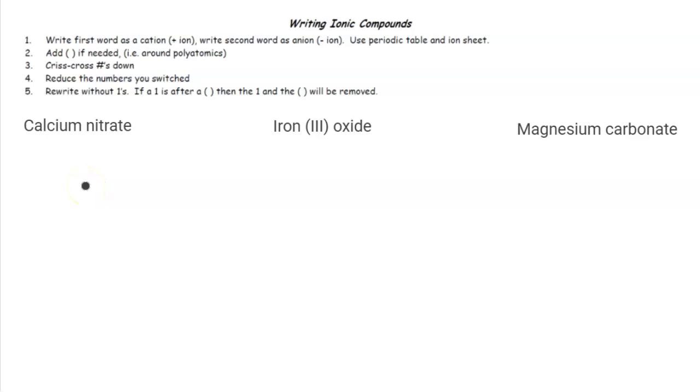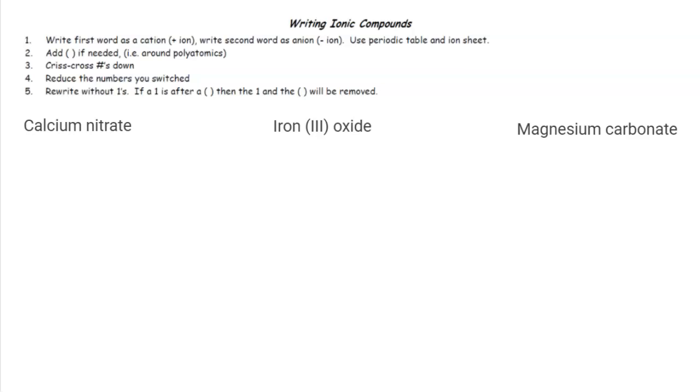I'm just going to walk you through a quick review of writing our ionic compounds before you get into today's mixed practice. This is the information that I'm pulling from the cheat sheet that is posted in today's folder. This is just the section on writing ionic compounds. I'm just going to walk you through 3 review examples to refresh your memory before you get started. So the first one I'm going to write is calcium nitrate.